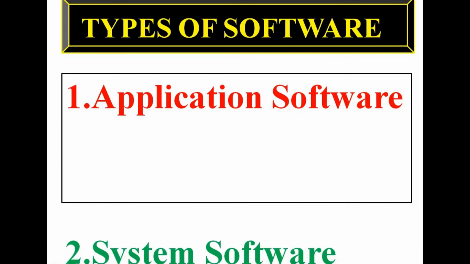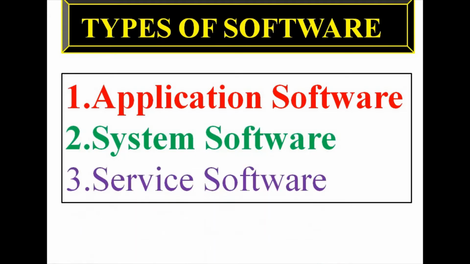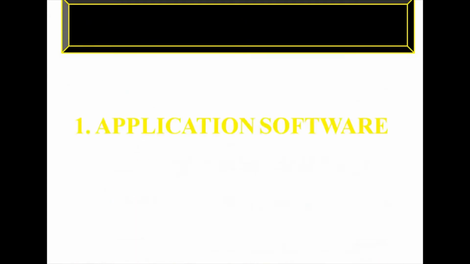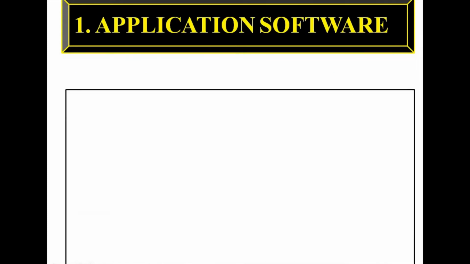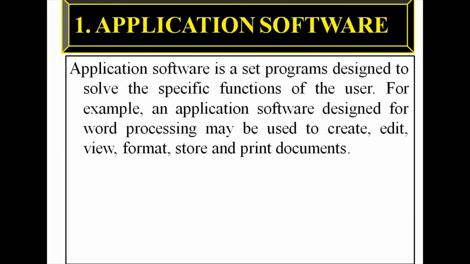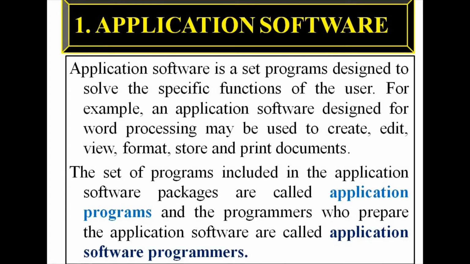Types of software: application software, system software, service software. 1. Application software. Application software is a set of programs designed to solve the specific functions of the user. For example, application software designed for word processing may be used to create, edit, view, format, store and print documents. The set of programs included in application software packages are called application programs, and the programmers who prepare the application software are called application software programmers.